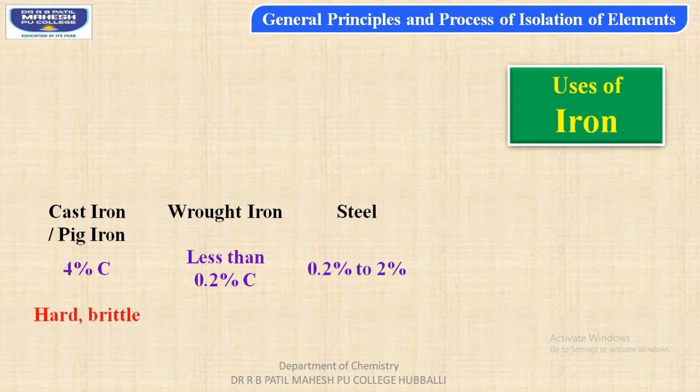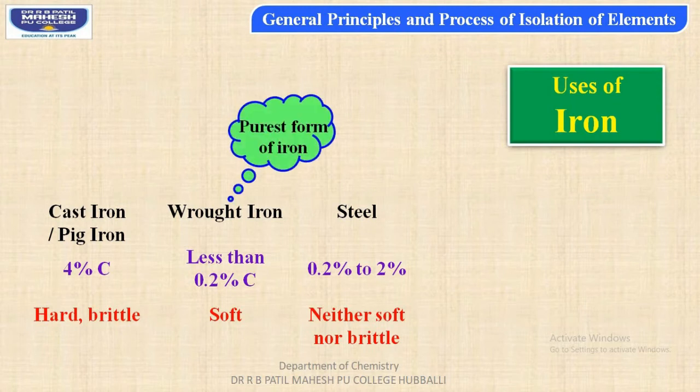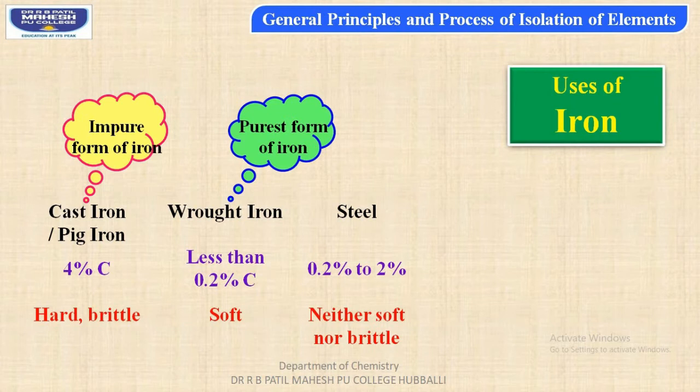Cast iron is always hard in nature, but it is brittle. It can be very easily broken. Whereas, students, wrought iron is nearly soft, and steel is neither soft nor brittle. Wrought iron is the purest form of iron, whereas cast iron is the impure form of iron.